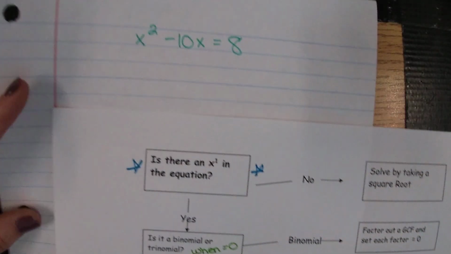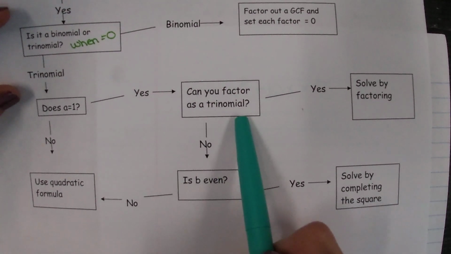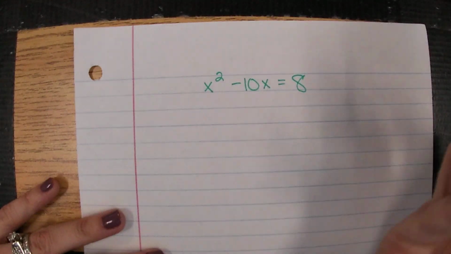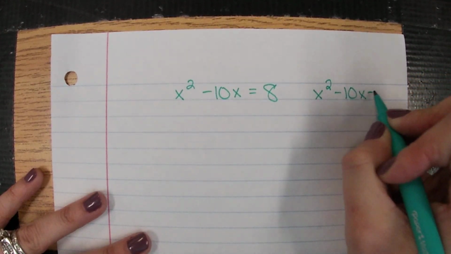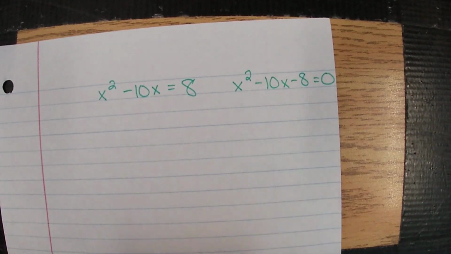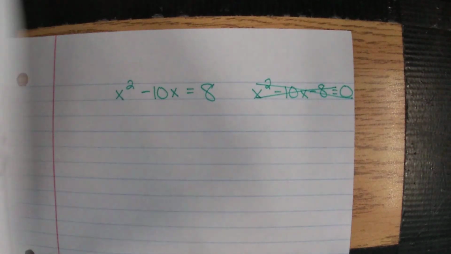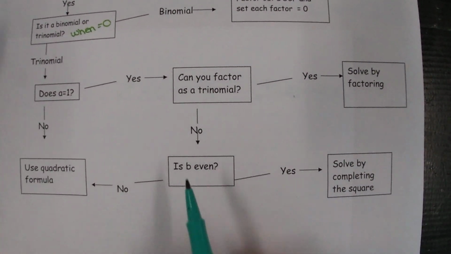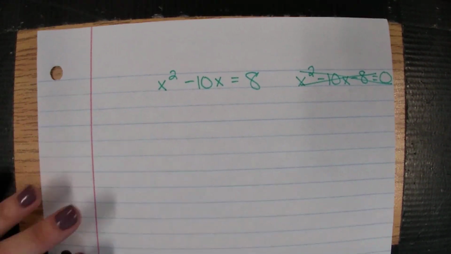Does A equal 1? A does equal 1. So then it says, can you factor it as a trinomial? Well, that might require you to do some work. So we can check and see, right? To factor it as a trinomial, I would need it to be set equal to 0. So multiples of -8 that are going to add up to 10. Nope, I can't do this as a trinomial. So this would be a no. Now, if it was a yes, I could continue factoring, but it's a no. Is B even? Yes, B is even, so we're going to solve by completing the square.